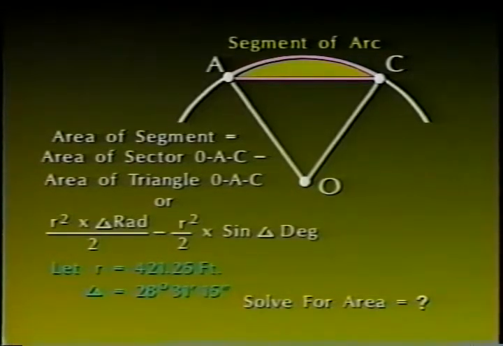Letting R equal 421.25 feet and delta equaling 228 degrees, 31 minutes, and 15 seconds, shut the tape off and compute the area of segment OAC. Then turn the tape back on to check your answer with mine. Okay, I got 44,166 square feet for the sector area and 42,365 square feet for the inscribed triangle. Subtracting the triangle from the sector gave me the area of the segment, 1,801 square feet. Is this what you got?